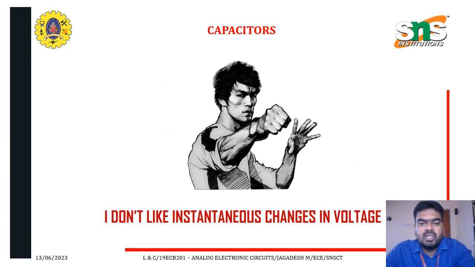And comes to the next thing, that's a capacitor. So I told you already, both capacitor and inductor are used to store the energy, but in a different way. The inductor has a different way and the capacitor has a different method. A capacitor usually won't allow instantaneous changes in voltage.